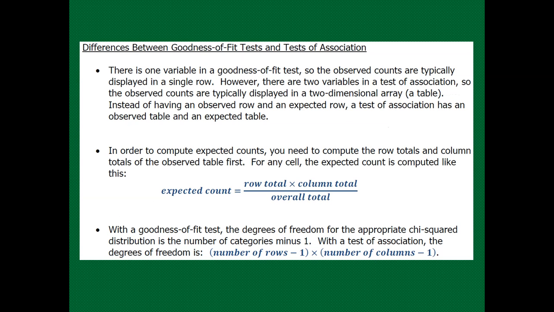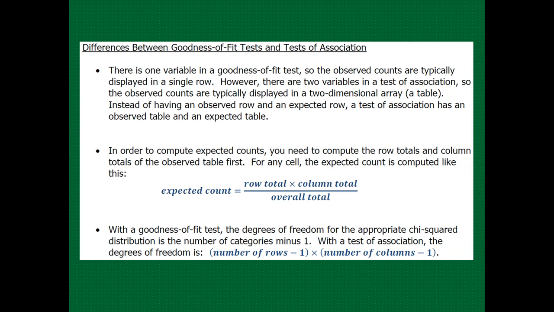One big difference between the goodness of fit test and the other tests is that there is just more stuff with the other tests. With a goodness of fit test, it's a single variable and a single population, so you really only need one dimension to display the observed values, which is why you can do it in a single row. But with the test of association, you're going to have two dimensions because you have the two variables. So instead of having an observed row and an expected row, a test of association would have an observed table and an expected table.